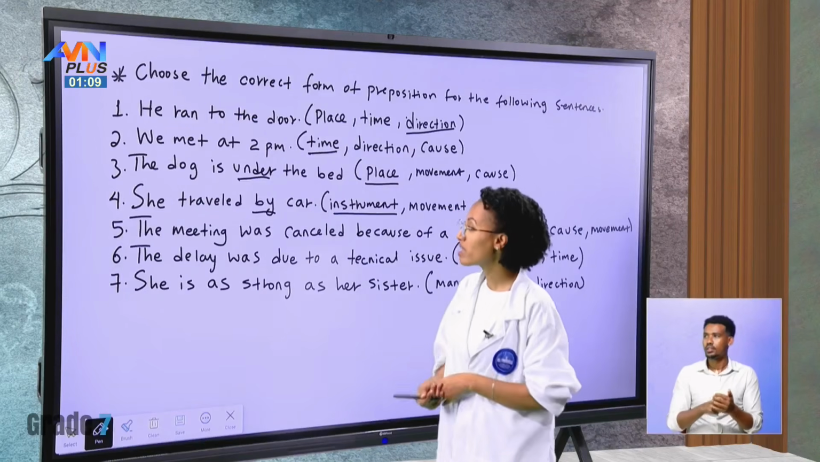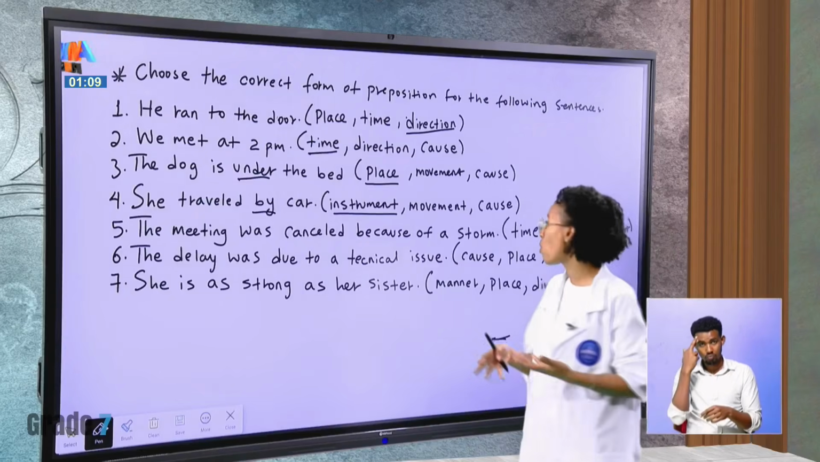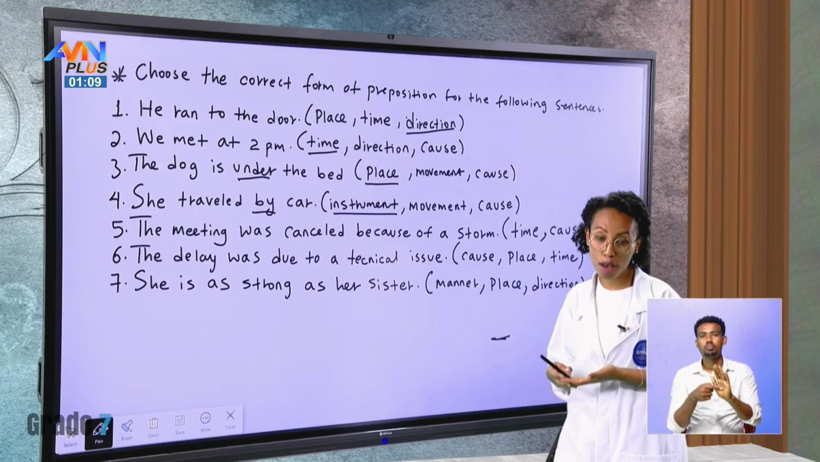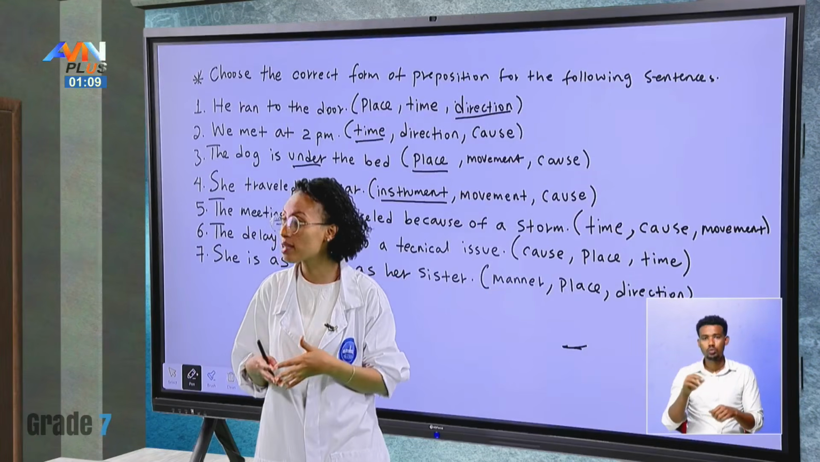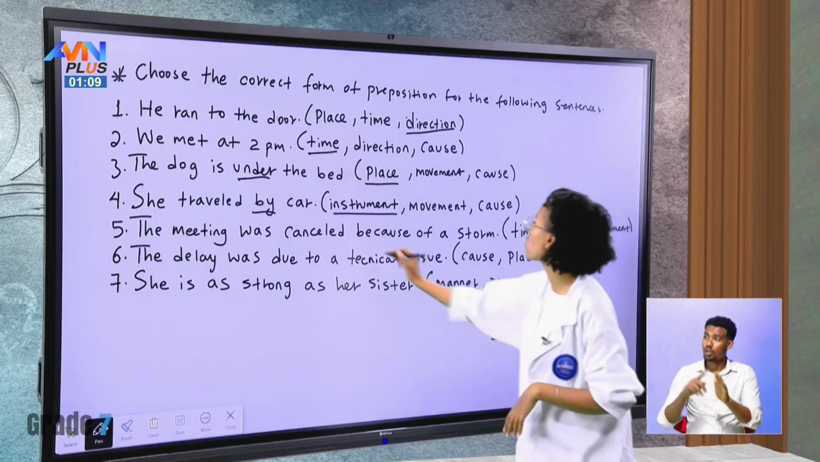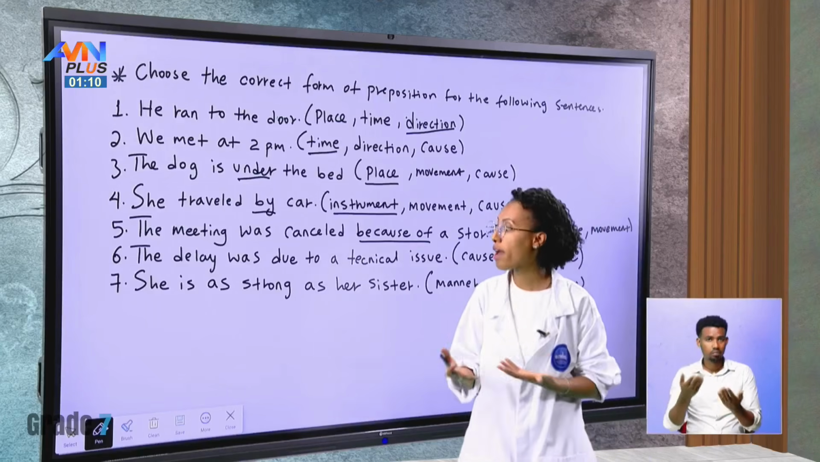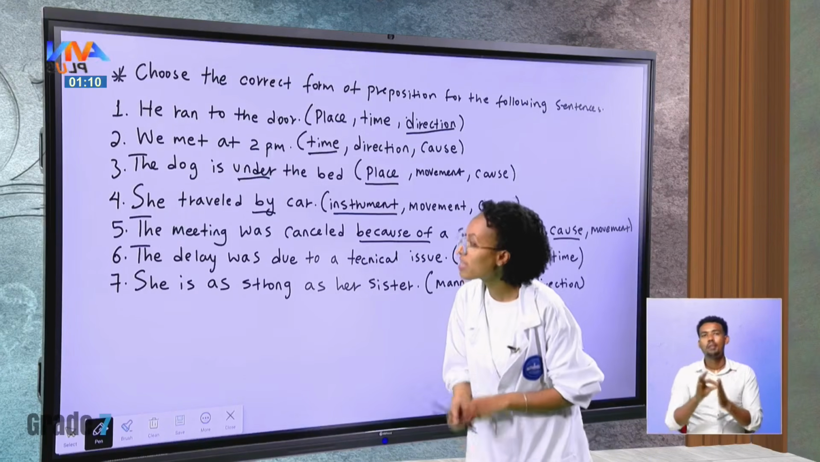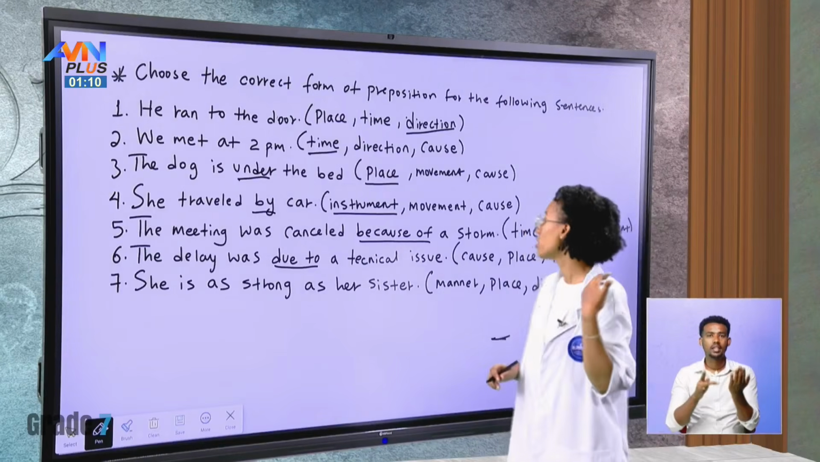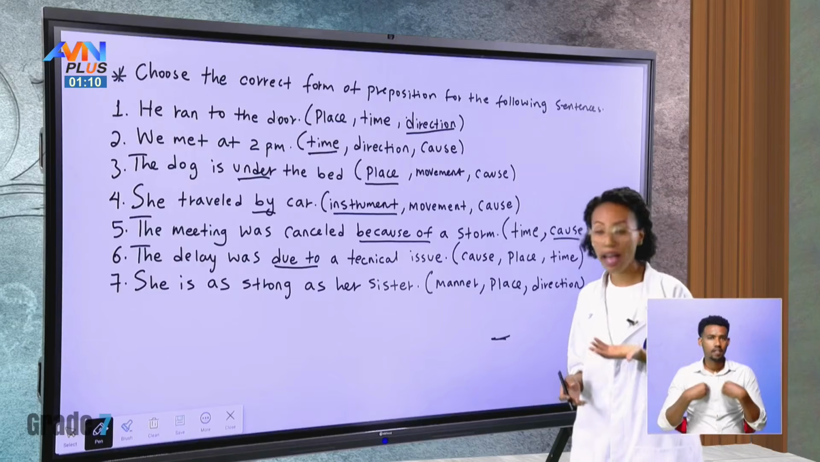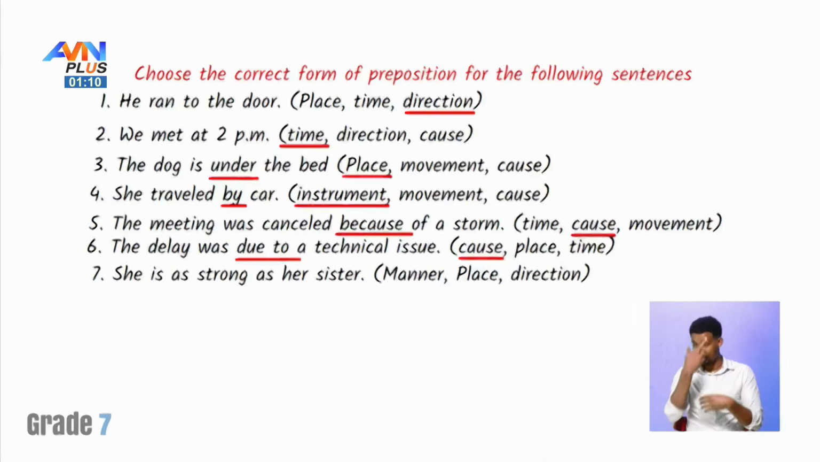Number five, the meeting was canceled because of a storm. So, do you think it's showing us preposition of time, preposition of cause, or preposition of movement? In this case, it is showing us preposition of cause. It is giving us reason. It is giving us cause why this happened. And number six, the delay was due to a technical issue. Is it giving us cause again, or place, or time? Still, it is giving us reason and cause.